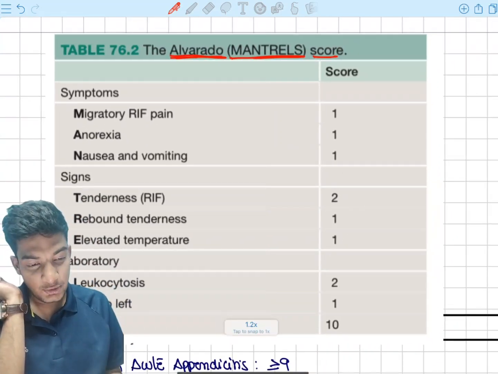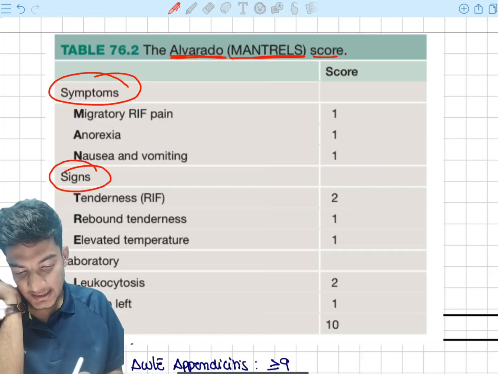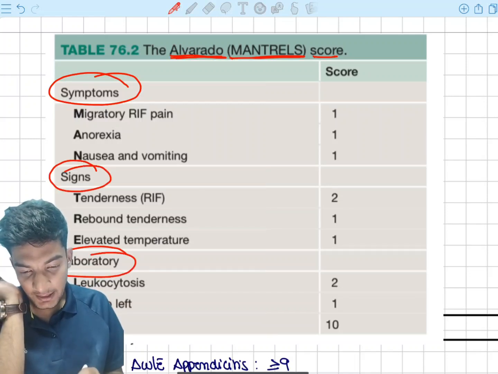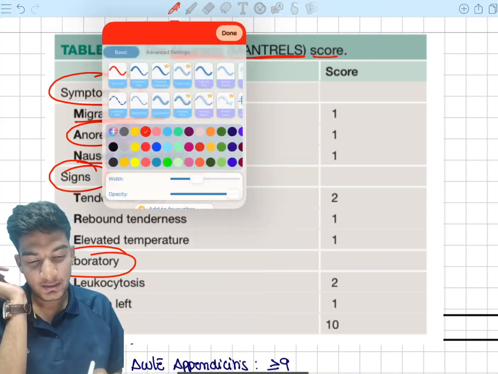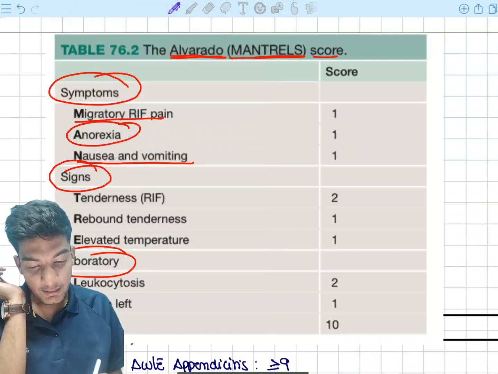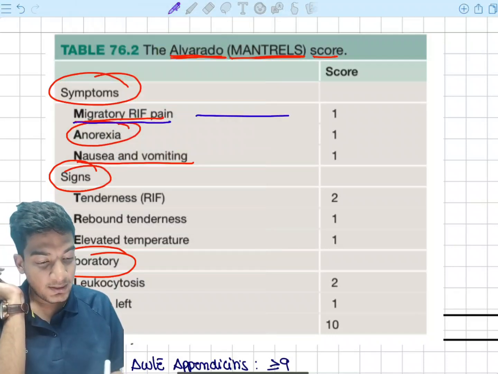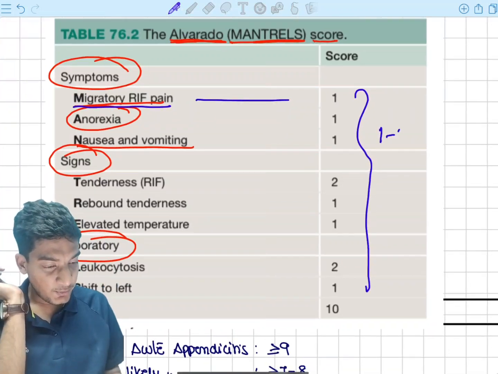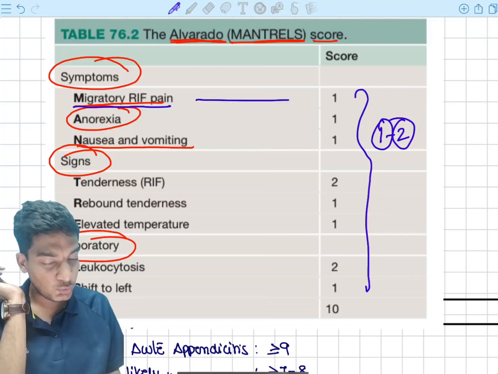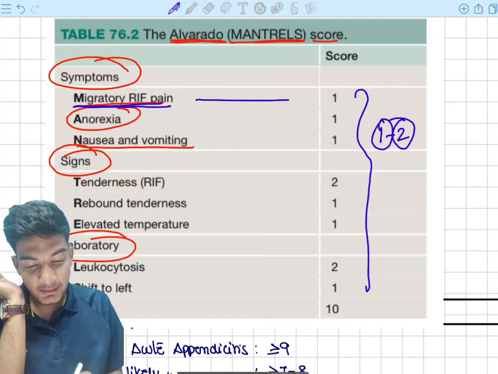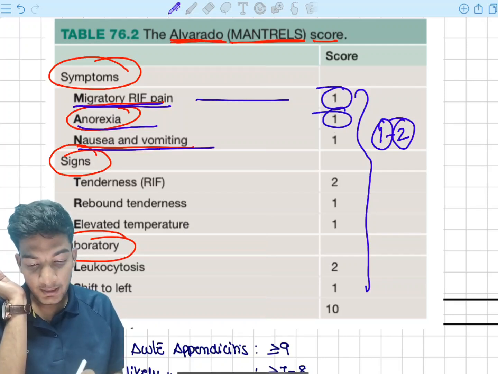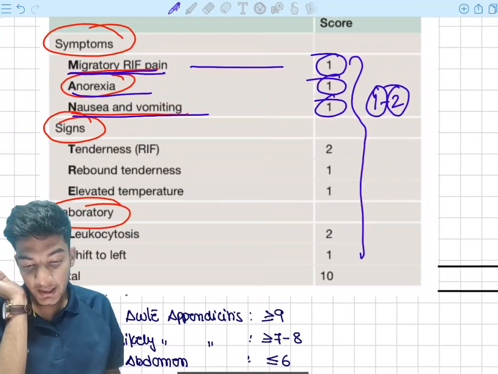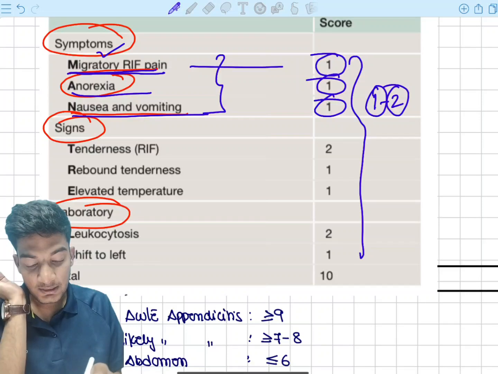Here it is included into three parts: symptoms, signs, and laboratory. Symptoms include three basic things: migratory right iliac fossa pain, anorexia, nausea and vomiting. Now, all the scores are between 1 and 2, that means either 1 or 2. So, migratory right iliac fossa pain would score 1, anorexia will score 1, nausea and vomiting would score 1.